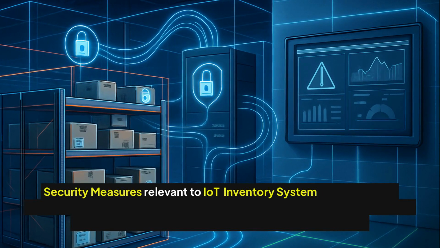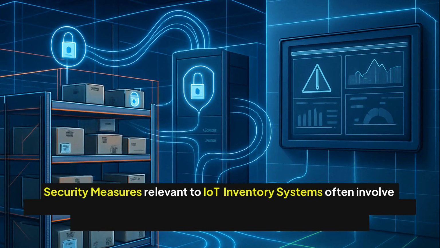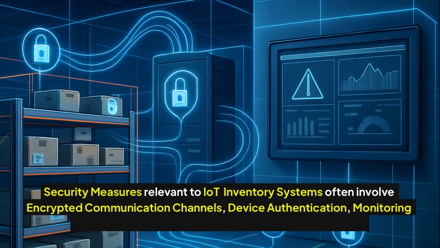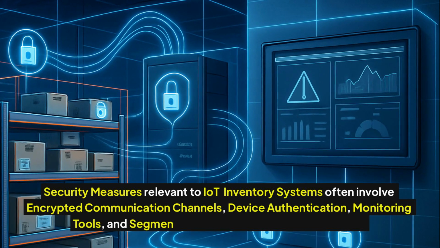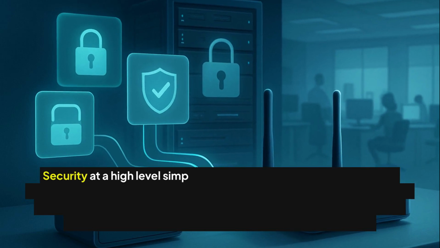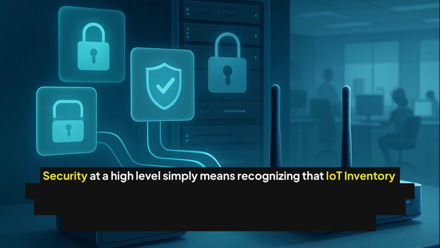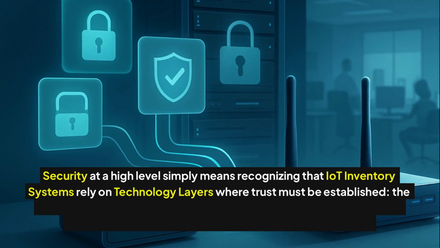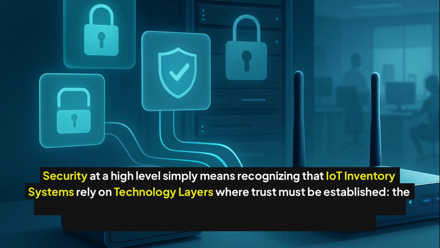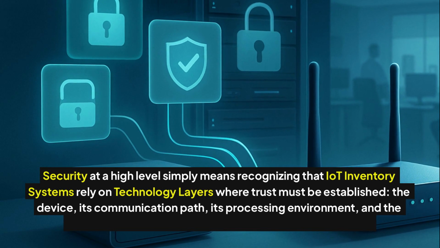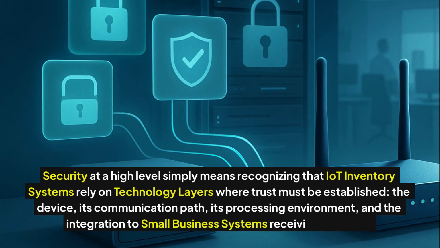Security measures relevant to IoT inventory systems often involve encrypted communication channels, device authentication, monitoring tools, and segmentation within network architecture. Security at a high level simply means recognizing that IoT inventory systems rely on technology layers where trust must be established: the device, its communication path, its processing environment, and the integration to small business systems receiving the data.